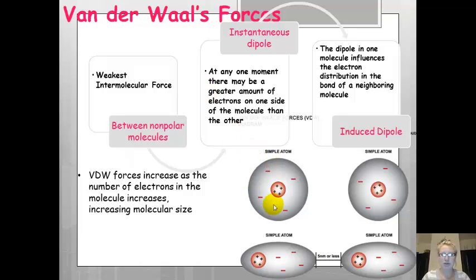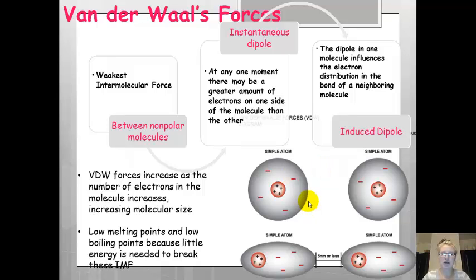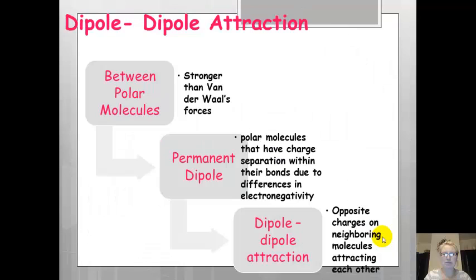Van der Waals forces will increase as the number of electrons increases. So as the molecule gets bigger, van der Waals will get stronger. Molecules that only have van der Waals forces of attraction have low melting points and low boiling points because, again, this is a weak force, so you don't need a lot of energy to break them and move the molecules apart, which leads to lower melting points and lower boiling points.